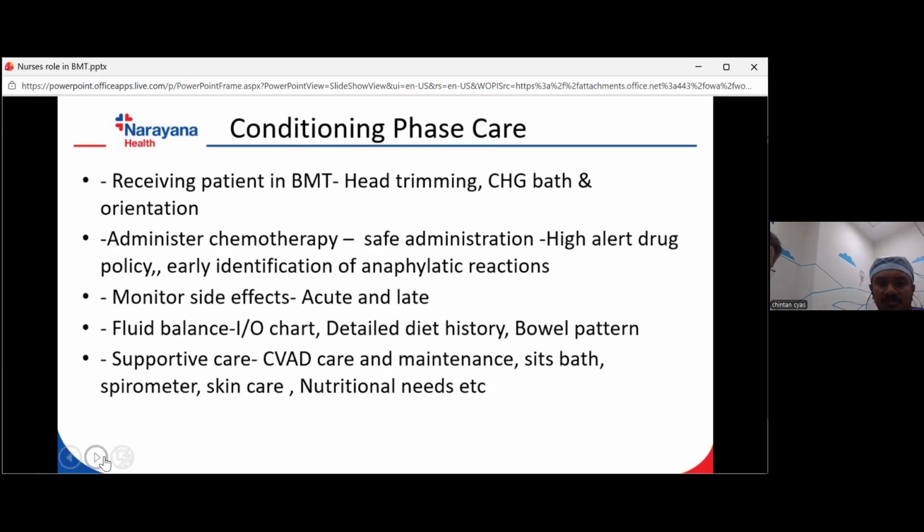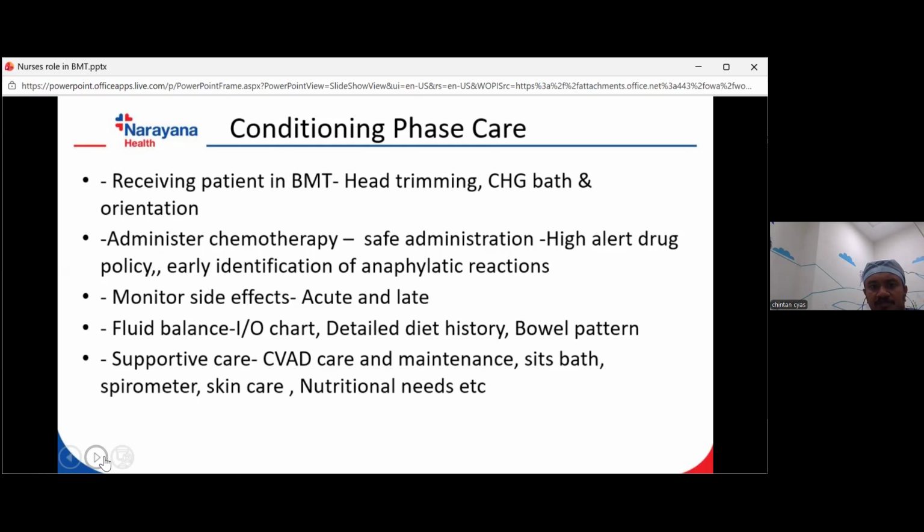Then we have to monitor the side effects of the medicines, acute and late side effects, in the conditioning phase. After the medicine administration, if the patient develops any complications or side effects, we need to identify them immediately and inform the doctors as soon as possible. And we have to maintain fluid intake, output and balance in a proper manner, because the patient can have dehydration and complications that may become severe.